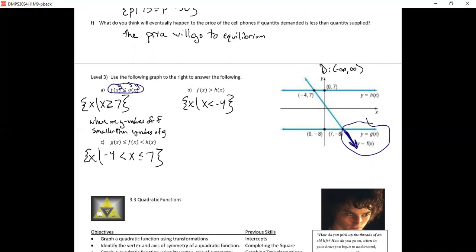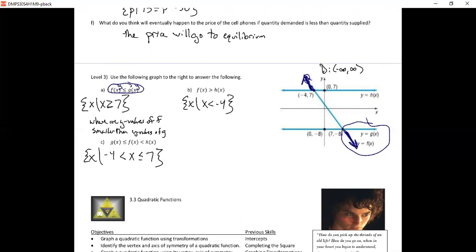Second, where is f of x greater than h of x? So f of x, once again, is over here, and what I'm re-outlining is where that y value is bigger than the h function. So you can see that's for x values less than -4.